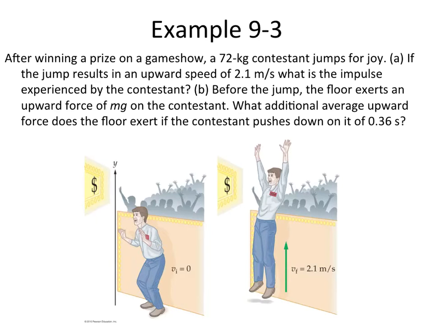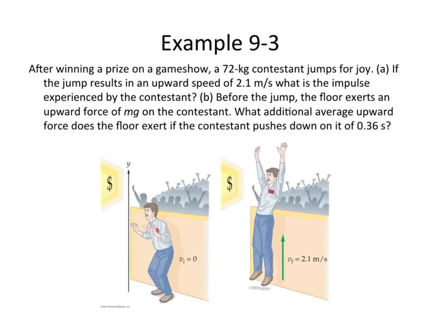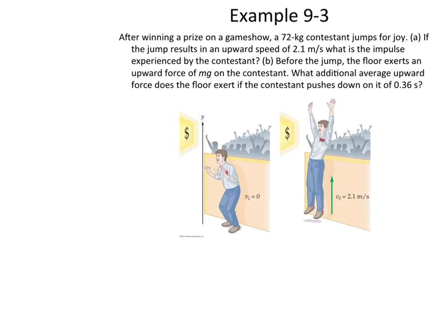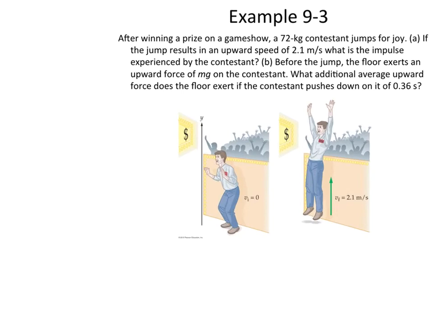So let's see here. I'm going to see if I can shrink this down a little bit, and give myself a little bit more space. So we have this guy jumping. He wins a game show and he jumps up. He's 72 kilograms. So let's just go ahead and write that. Mass equals 72 kilograms, and he jumps with an upward speed of 2.1 meters per second.